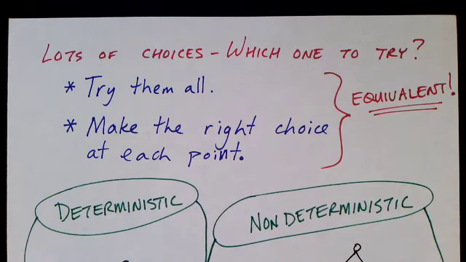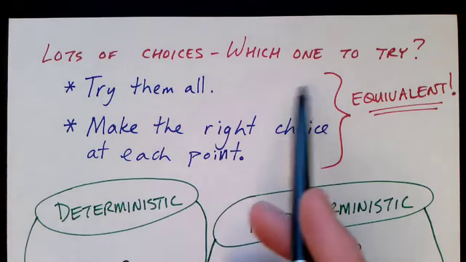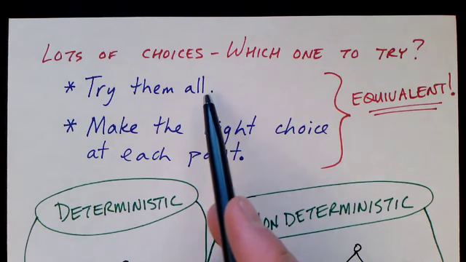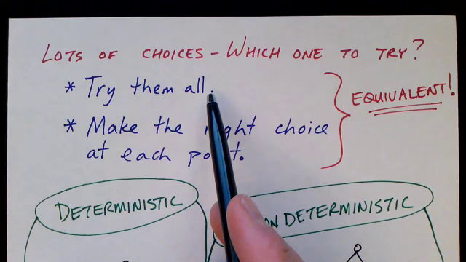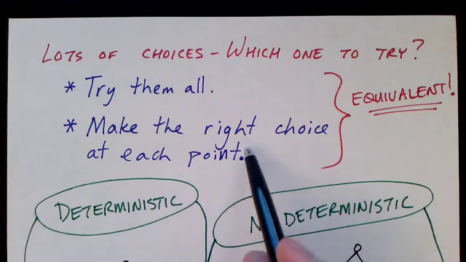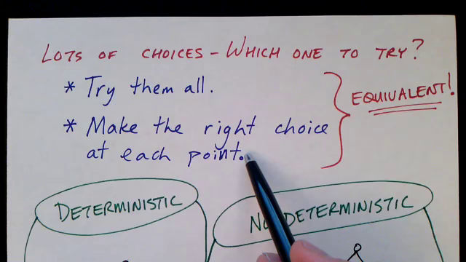You can see that in a non-deterministic finite state automaton, there are many choices. And the question is, which one do we want to try at each decision point? One thing we could do is just try them all, systematically try all possible combinations. Might be a little bit tricky to keep track of everything, but we could, in theory, try all possible combinations. Or another way to look at it is we could just guess the right choice at each point.